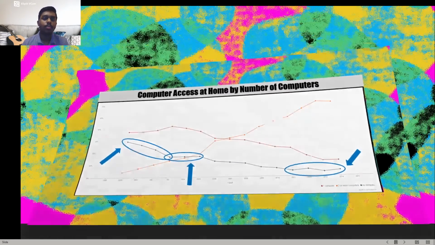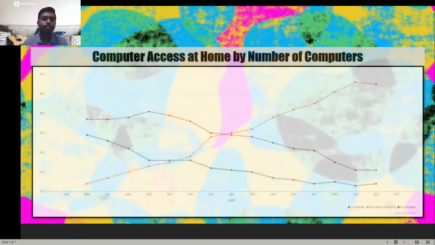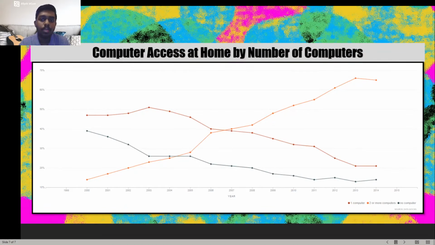So next we move on to the conclusion of this line graph. So for the computer access at home by number of computers, the maroon graph is one computer, the orange graph is two or more computers, and the blue graph is no computers. As you can see, for people who have only one computer in their households, it has been decreasing constantly. There's been some increase from 2000 to 2002 to 2003, but the overall trend is decreasing over time from 2000 to 2014. So the next graph is two or more computers in their households.